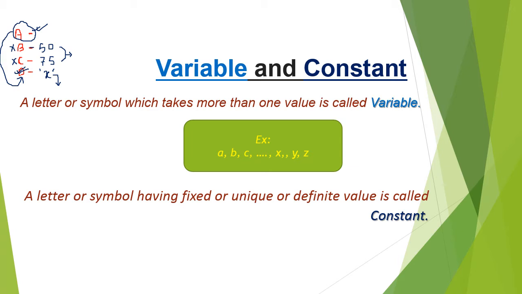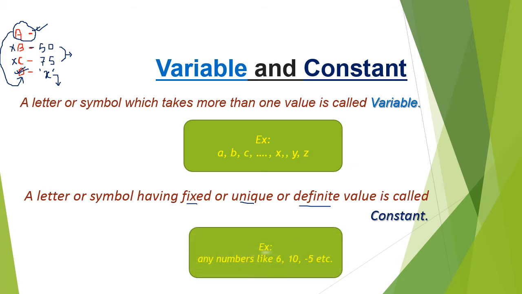So constant means fixed, isn't it? Having a fixed or unique or definite value is called constant. So I hope you understand variable and constant. You can pause the video and note it down in your copy. Now an example of a constant is any number like 6, 10 and 5. They don't change their value. 6 is 6, 10 is 10, minus 5 is minus 5, etc. They are constant.